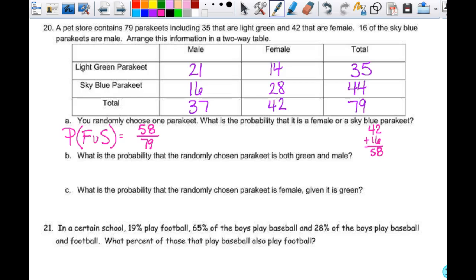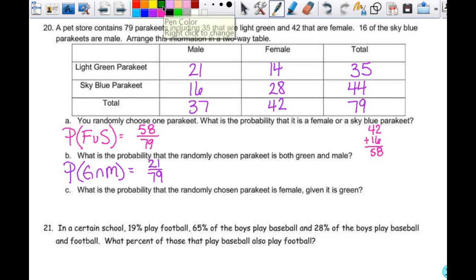All right, what's the probability that a randomly chosen parakeet is both green and male? So we want the probability of green and male. I look for green male, that's 21, and it's just randomly selected out of all of them, so that's going to give me 21 over 79. And once again, that does not reduce, and that's my answer.